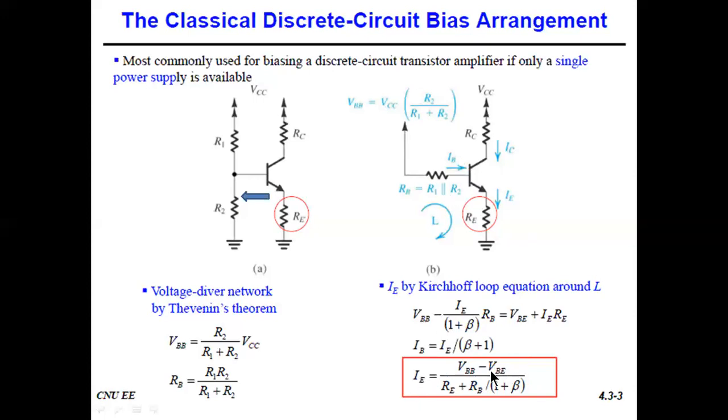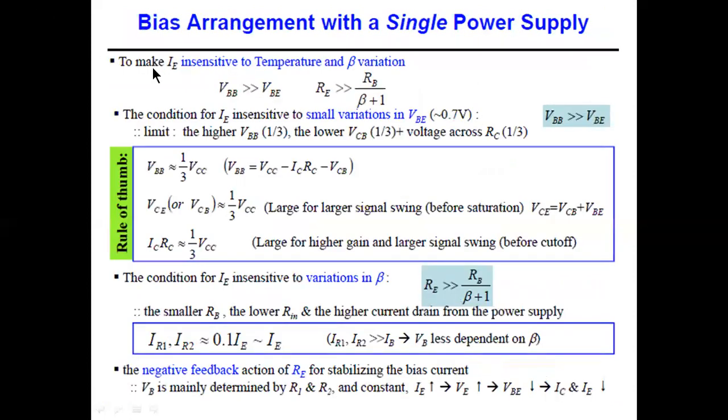So under that condition, we can see when this will become stable. If VBB is very much greater than VBE, and if this resistor is much greater than this, we'll have IE approximately equal to IC equal to VBB by RE. So the condition is VBB should be much greater than VBE, and RE should be much greater than RB by beta plus 1. Under those conditions, we make IE and hence IC insensitive to temperature and beta variations.